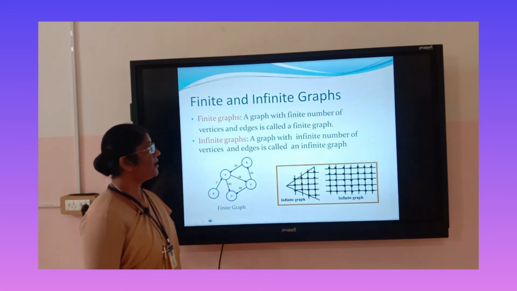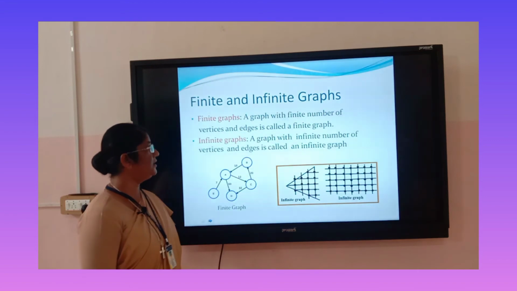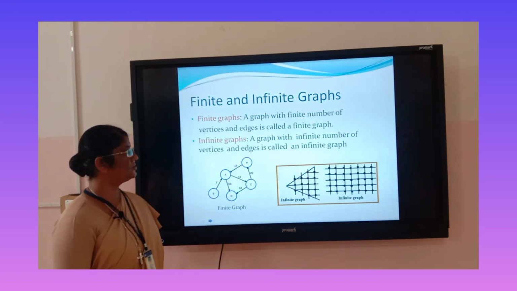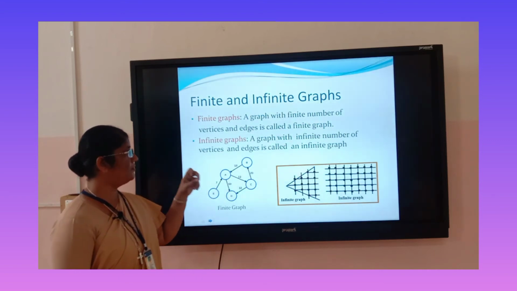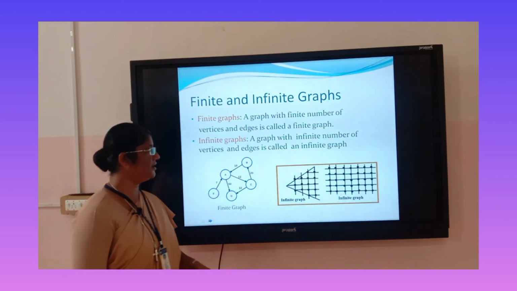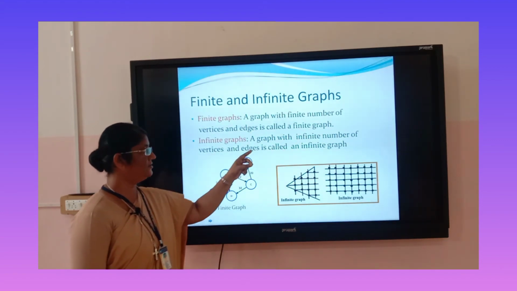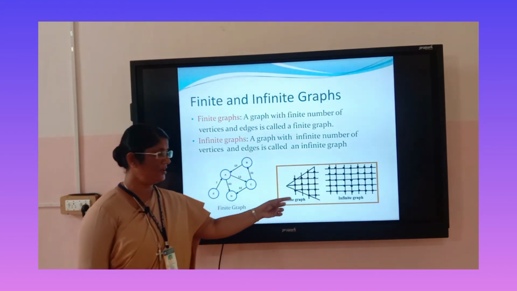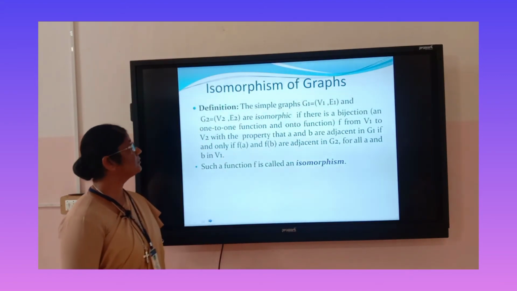The definition of finite and infinite graphs. Finite graph: a graph with a finite number of vertices and edges is called a finite graph. This graph is an example for a finite graph. The definition of infinite graph: a graph with an infinite number of vertices and edges is called an infinite graph. These two graphs are examples for the infinite graph.